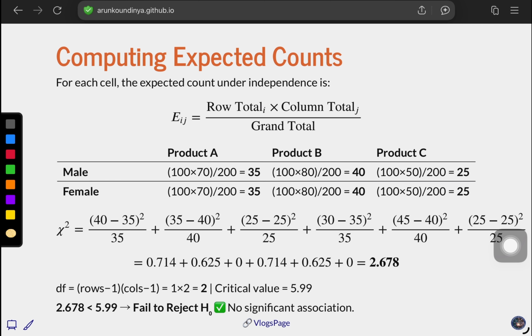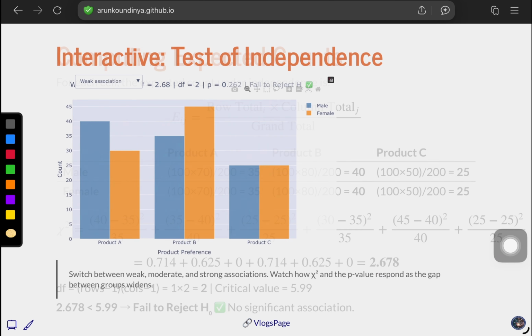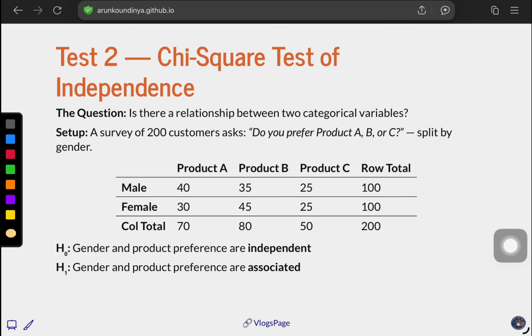We arrive at everything here based on the formula, and we got a value of 2.68. Based on the degrees of freedom of 2, the critical value is 6. So we fail to reject the null hypothesis. Got it? It means these products are not associated, so these products are independent.